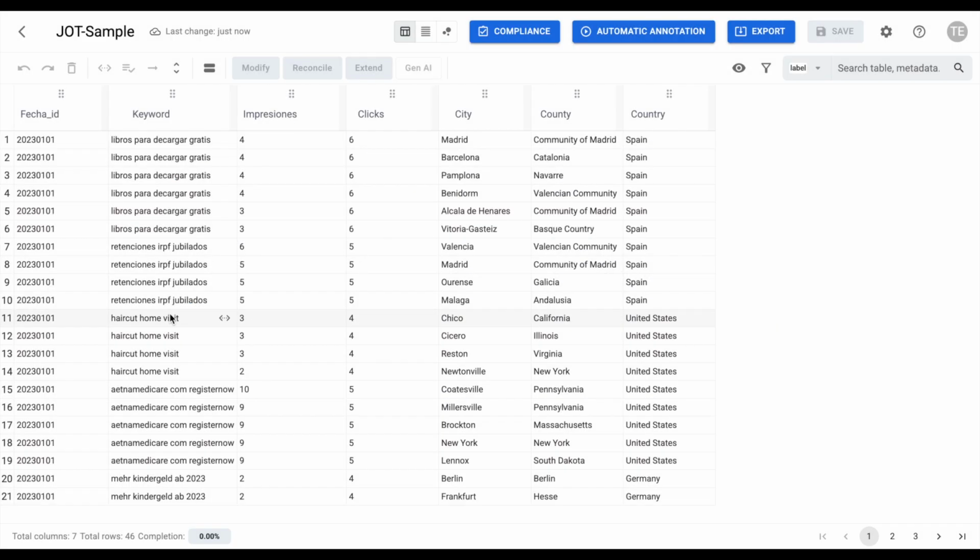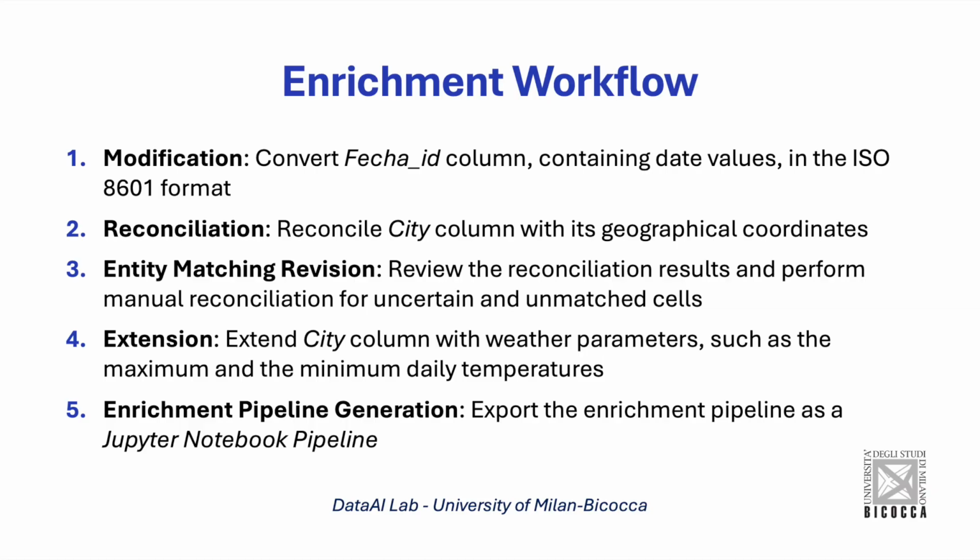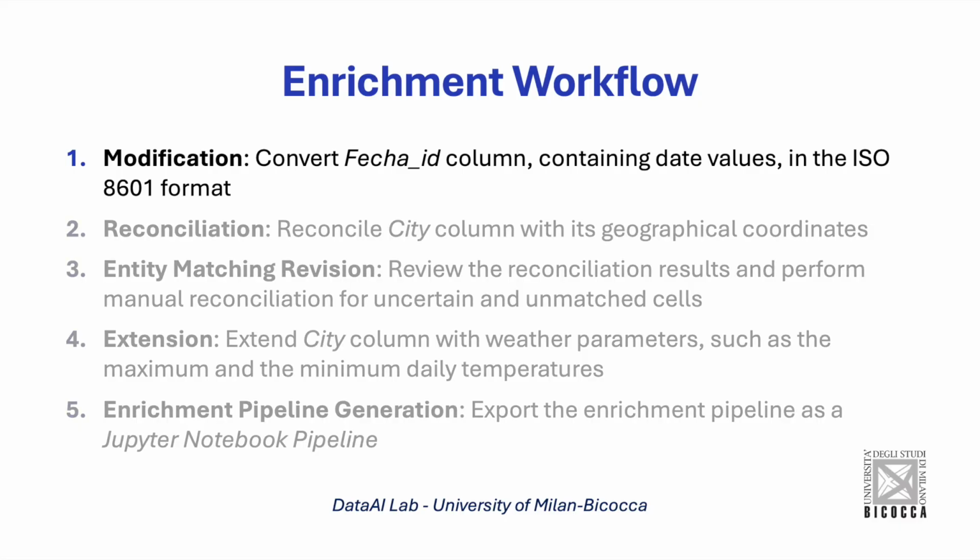Looking back at our table, we can see that the dates are not yet in the required format, and the city names need to be reconciled. Therefore, we need to prepare our data using the following operations. Modification, which involves applying transformation functions to a selected column. In our case, converting dates into the required format.